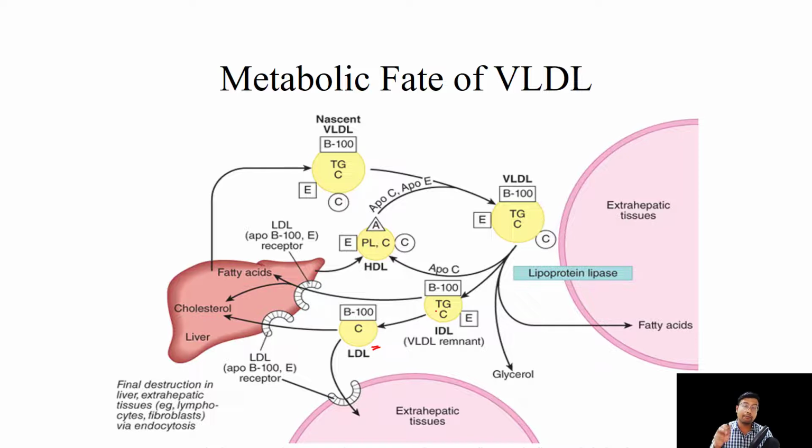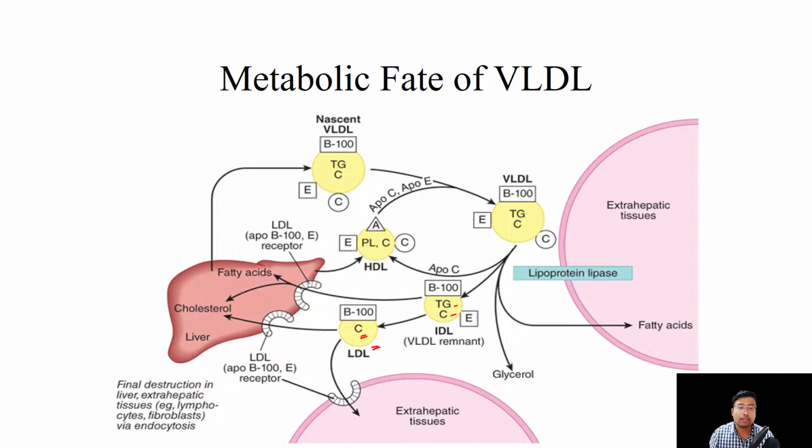So remember, I told you initially that TG-rich lipoproteins are chylomicron, VLDL and IDL, or chylomicron, VLDL and VLDL remnant, and the rest, that is LDL and HDL, have only cholesterol. IDL, since it is intermediate, has both TG and cholesterol.